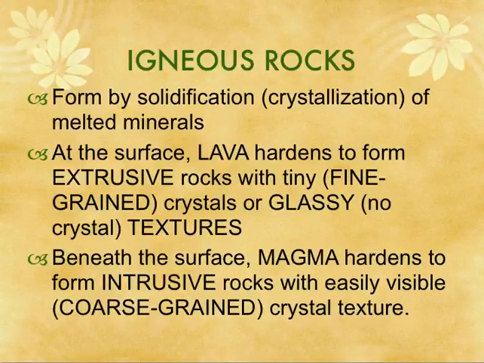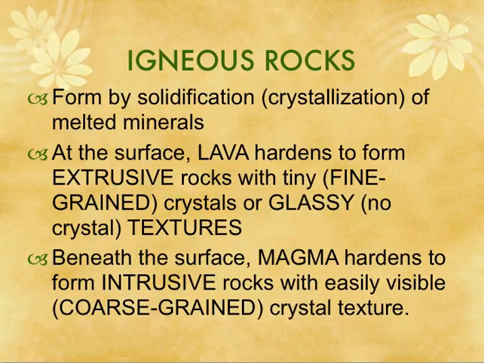Igneous rocks. Well, igneous rocks are formed by the crystallization of magma or lava, and there's a difference between magma and lava. Lava is molten rock on the surface of Earth, and magma is molten rock beneath the surface of Earth. And so that's where we get the words extrusive and intrusive igneous rocks. Extrusive igneous rocks are formed from lava because lava cools much quicker than magma, so they're tiny or fine-grained crystals in those igneous rocks.